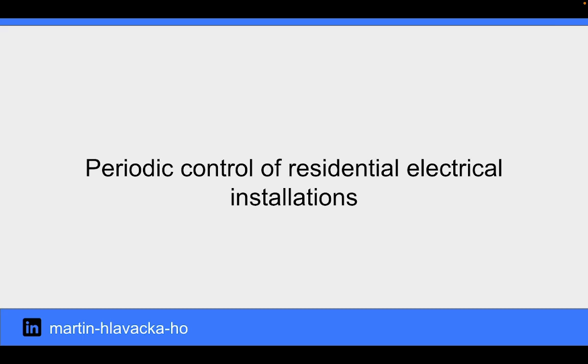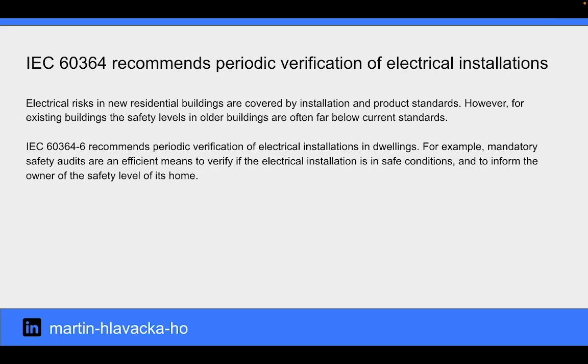Periodic control of residential electrical installations. IEC 60364 recommends periodic verification of electrical installations. Electrical risks in new residential buildings are covered by installation and product standards. However, for existing buildings, the safety levels in older buildings are often far below current standards.